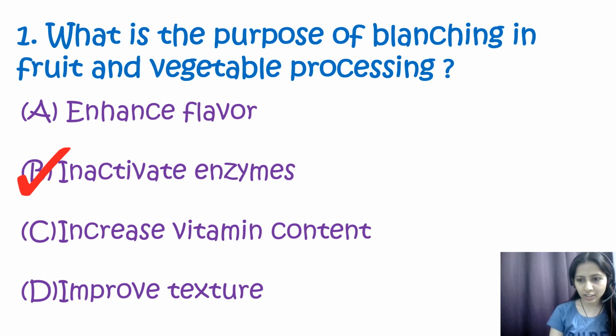One thing you should note over here is that this process even helps to preserve the color, texture and nutritional values of the fruits and vegetables. So enhance the flavor and improve the texture, these two are also characteristics, but the most important one is that blanching means to inactivate the enzyme. This is the most appropriate answer over here, and it does not increase the vitamin content, so option C is not the correct one. But it helps to preserve the color and flavor, nutritional values also. So the most appropriate one is B, that it inactivates the enzyme, is the correct option over here.